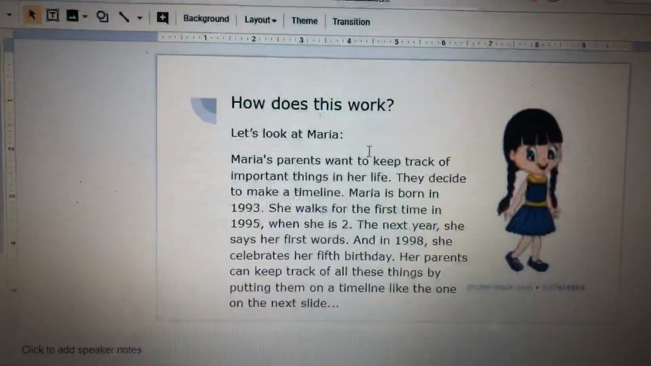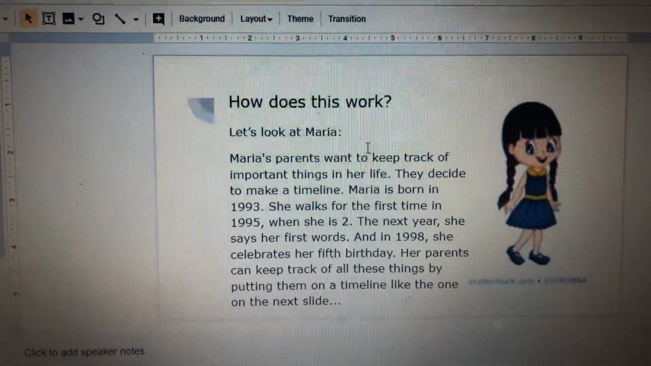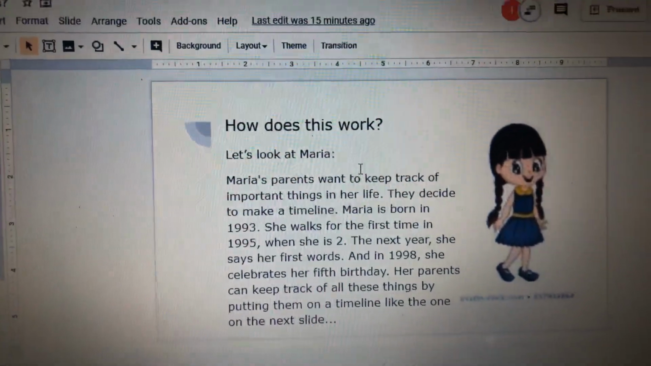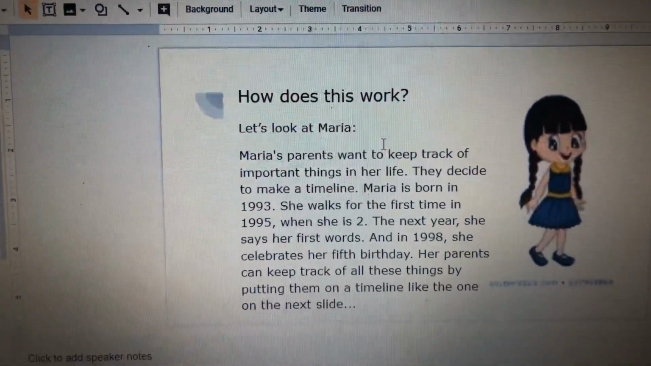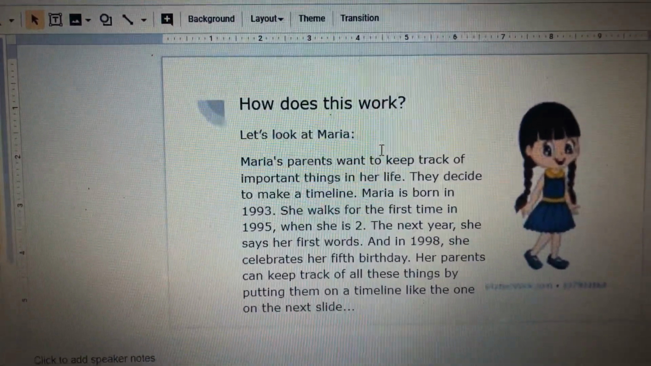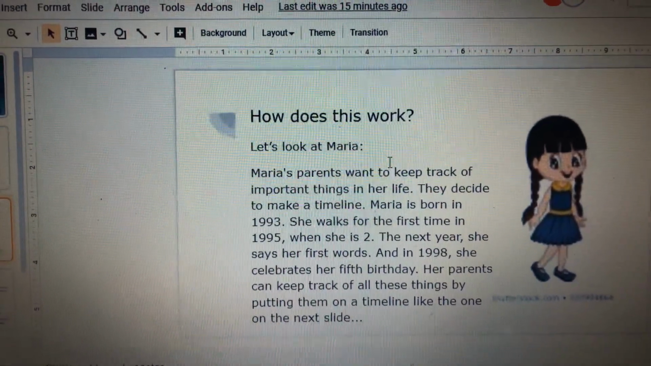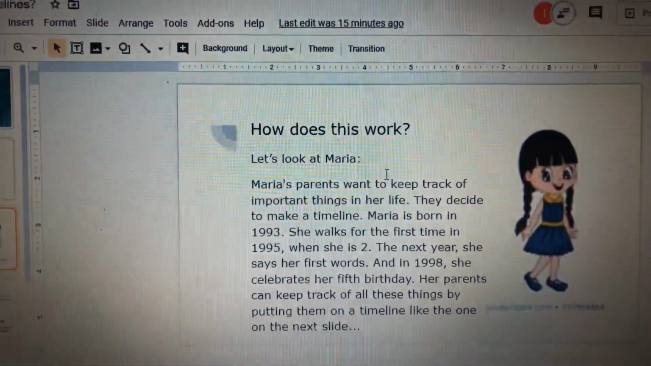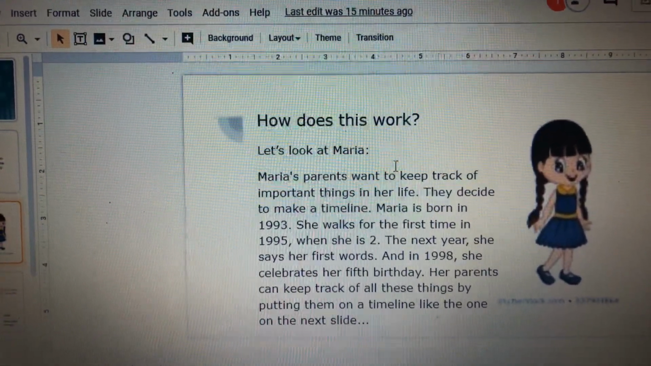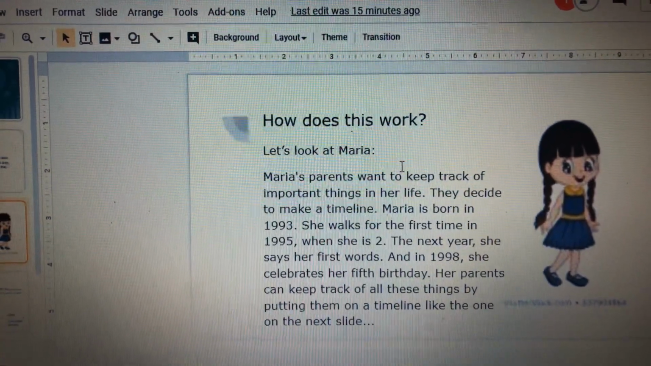Let's try, for instance, this little girl. This little girl's name is Maria. And of course, Maria has parents, and they want to keep track of important things in her life. So instead of a baby book, what they chose to do was a timeline. She was born in 1993. The first time she walked was 1995 when she was 2. The following year, she had her first words. And then in 1998, she had her 5th birthday.